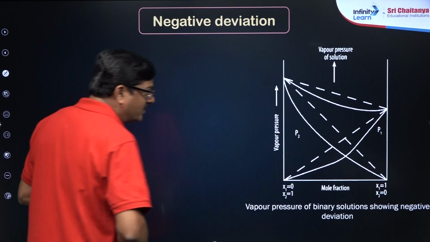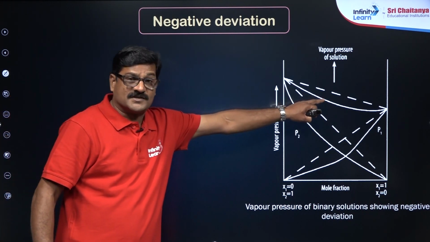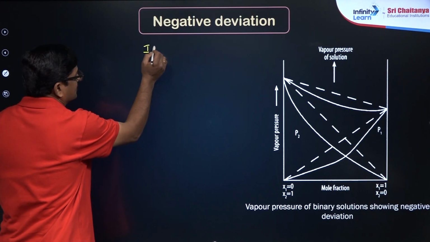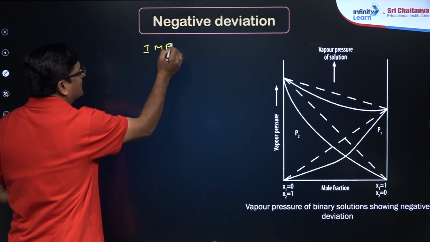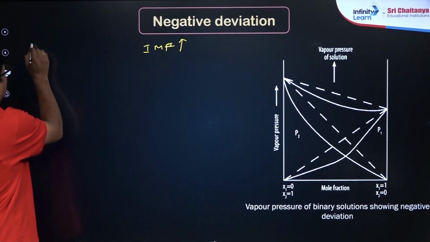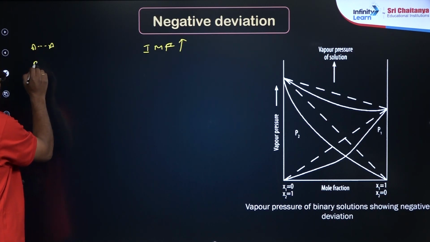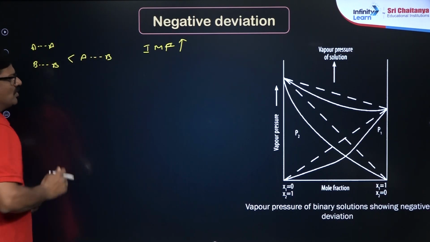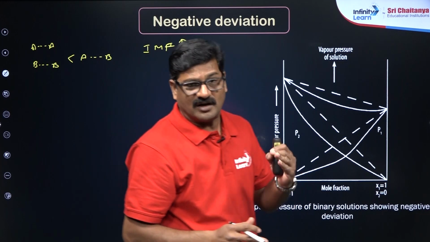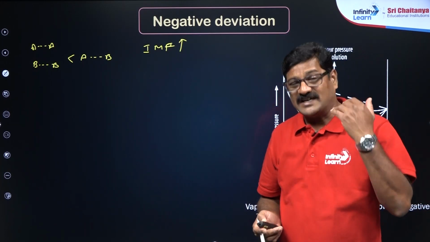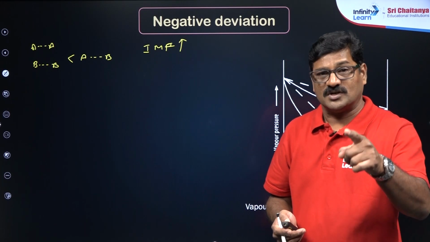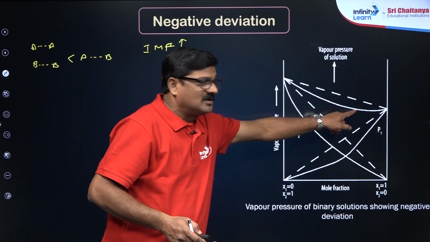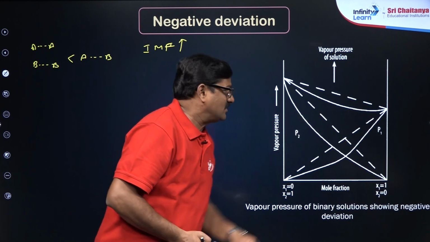Talking about the negative deviation, intermolecular forces are increased, therefore the vapor pressure of the solution is decreased. That is the key point. Intermolecular forces are going to be increased, I mean to say A to A interaction, B to B interaction and A to B interaction. As intermolecular forces are increased, it decreases the tendency to evaporate, so the vapor pressure is decreased. Therefore, you can say there is a downward trend in the vapor pressure.